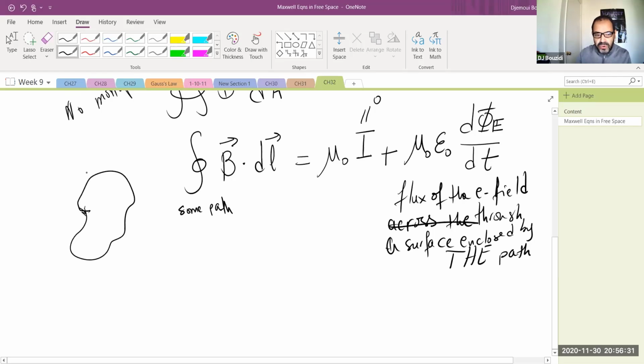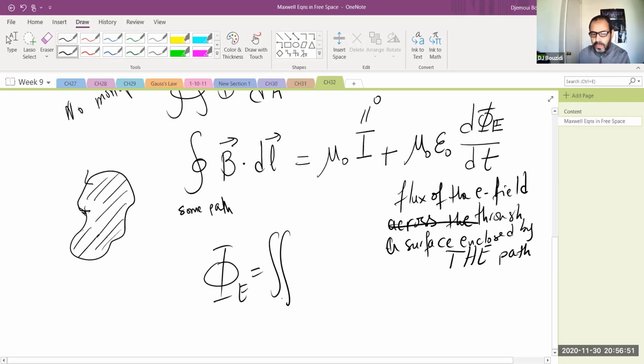And since I'm calculating through this path the circulation of the magnetic field, the calculation of the flux has to be through an area enclosed by that same path. So these two integrals, the boundaries of integration, are dependent. In other words, what phi E is really is the integral, and it's an open integral because this doesn't have to be a closed path, of E dA. So that is really what the flux is in this case. So this is Ampere enhanced by Maxwell.